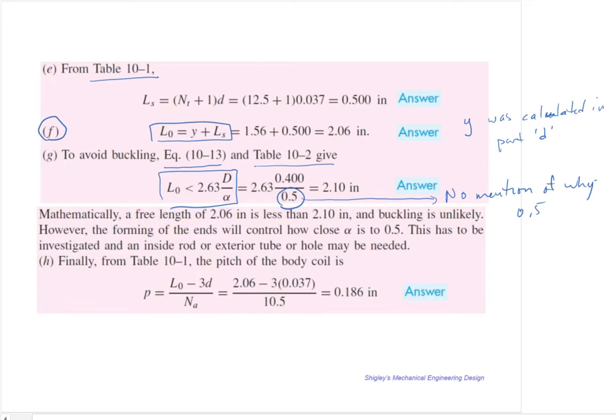And let's see what we get here. With the least conservative, you get 2.10 inches. And I think here they make mention, somewhat tangentially, of whether alpha is going to be close to 0.5 and whether or not you need an inside rod and all that sort of stuff. I think if you had a little bit more clear definition of how the spring was mounted, you wouldn't need that discussion. And then pitch, this is again from table 10.1.